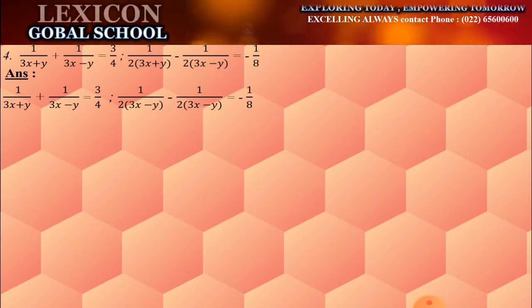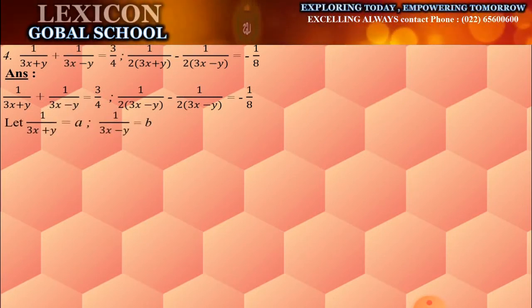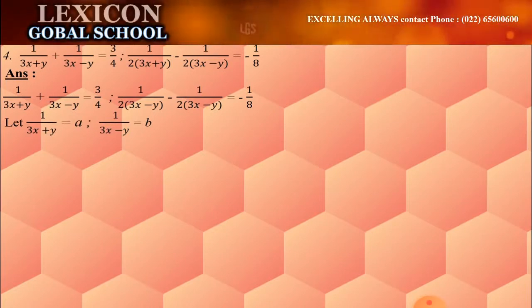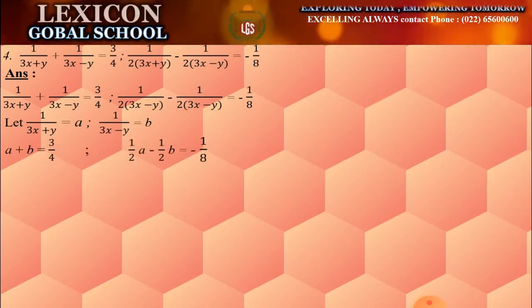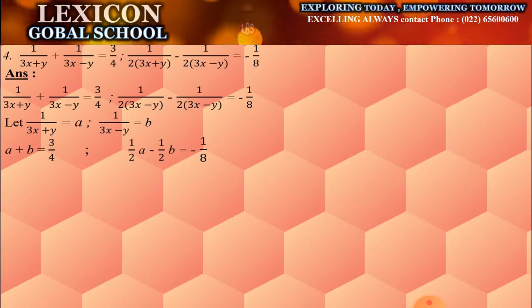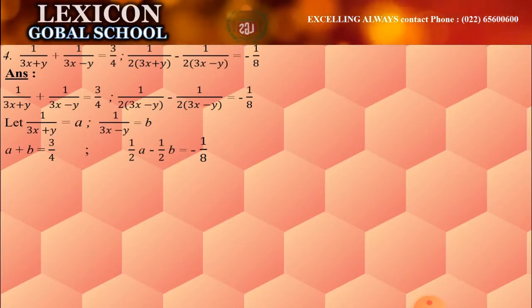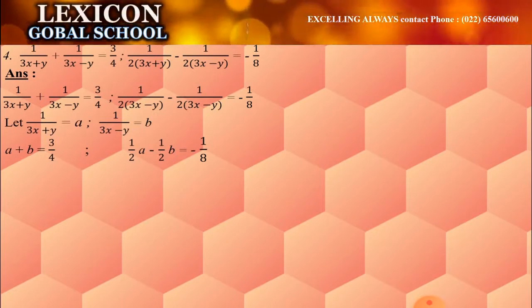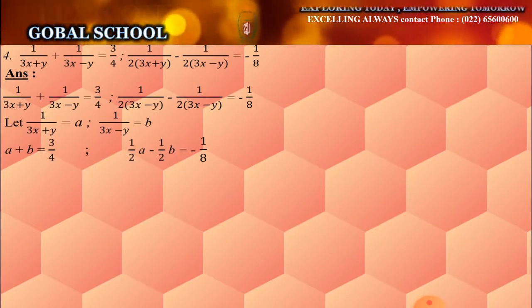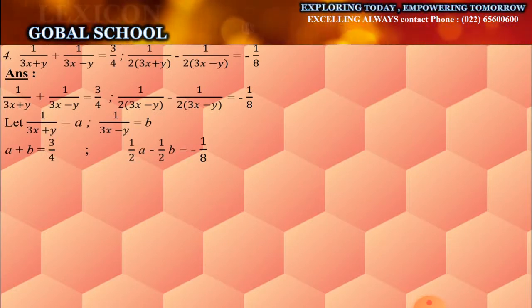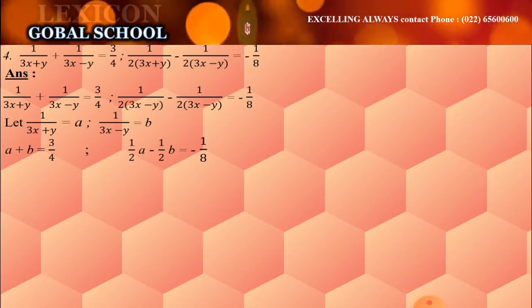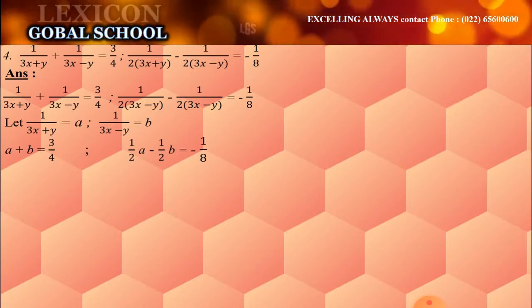Let us substitute the values of 1/(3x+y) = a and 1/(3x−y) = b. Therefore, when you substitute the values, we get 1/(3x+y), we are going to write it as a, and 1/(3x−y), we are going to write it as b. So, a + b = 3/4, and (1/2)a − (1/2)b = −1/8.